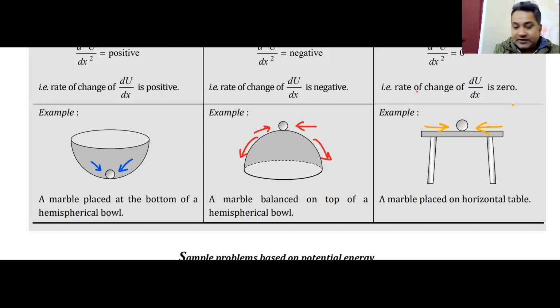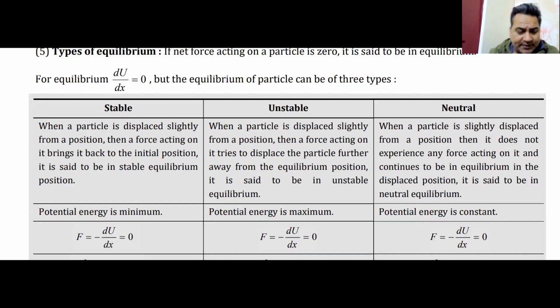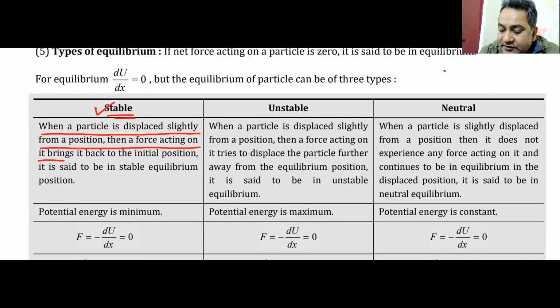The first point given in the sheet is what that point is telling us. I will just go through that point, mark it with red. Stable equilibrium. For stable equilibrium, when a particle is displaced slightly from a position, then a force acting on it brings it back to its original position. This type of equilibrium is known as stable equilibrium. If I push it, it will go, but it will always try to come back to its original position, to its initial position. Such equilibrium is known as stable equilibrium.